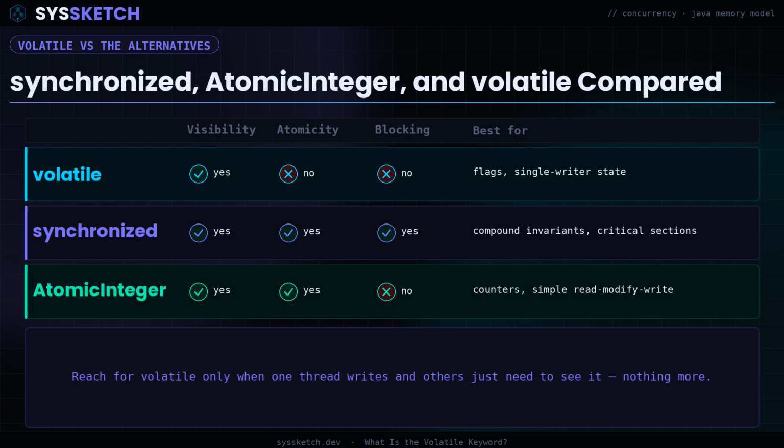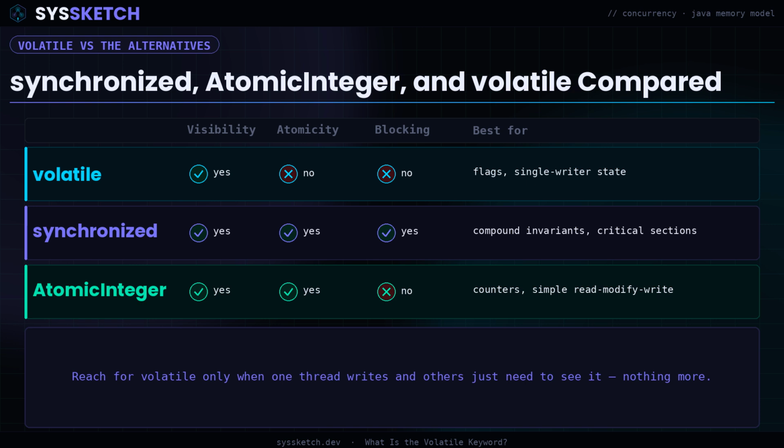For anything beyond simple publish and observe, you have two heavier but more capable tools. Synchronized blocks give you both visibility and full mutual exclusion, at the cost of threads blocking while they wait their turn, the right choice for compound invariants where multiple fields have to update together consistently. AtomicInteger and its relatives give you visibility plus atomicity for simple counters and accumulators, using lock-free hardware instructions instead of blocking, but without the freedom to protect more than one variable's update at a time.